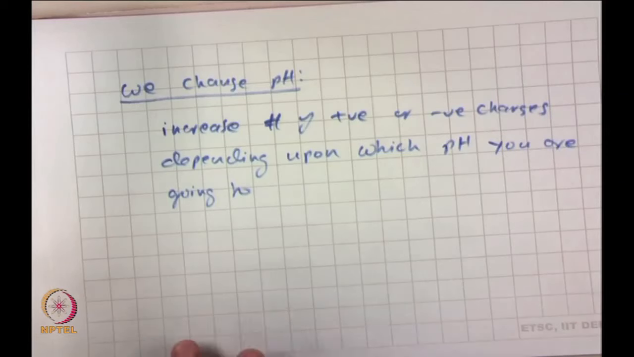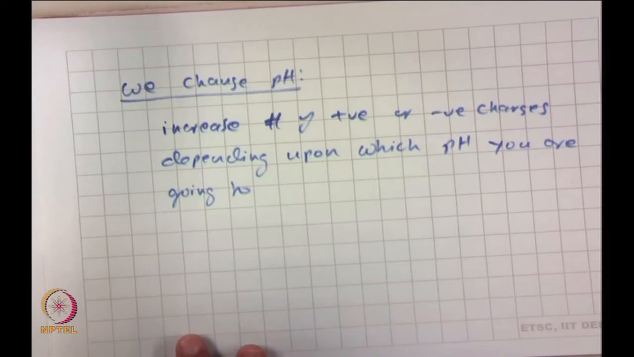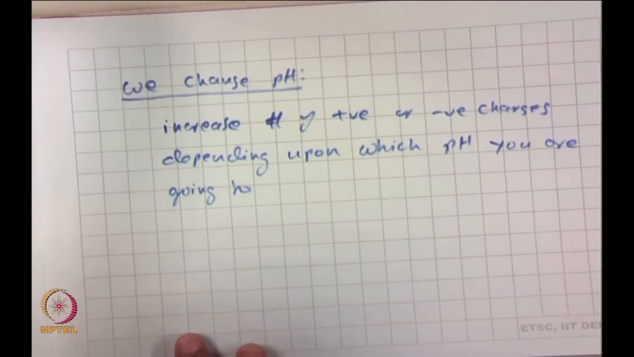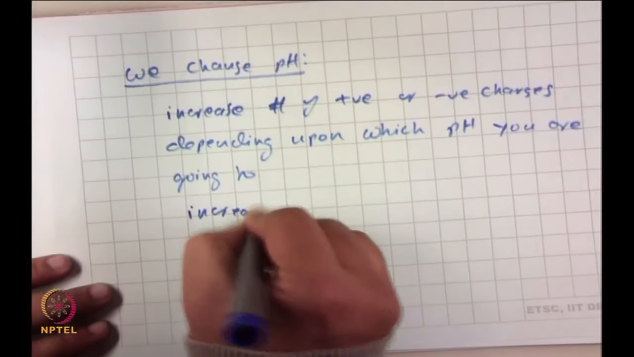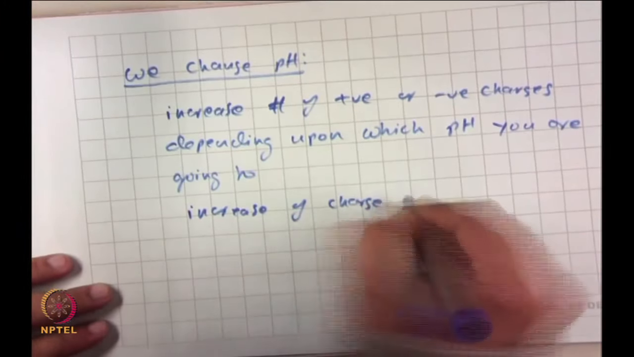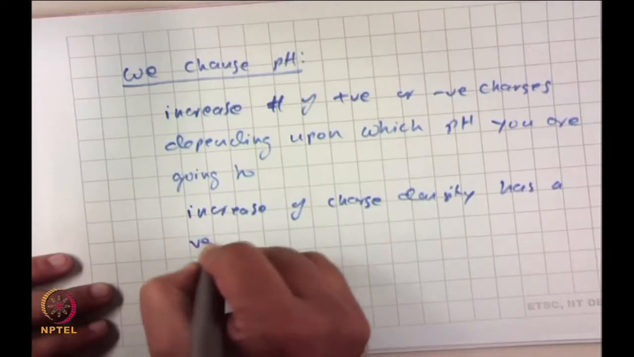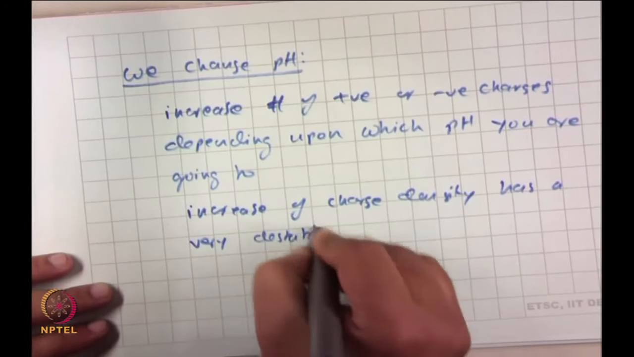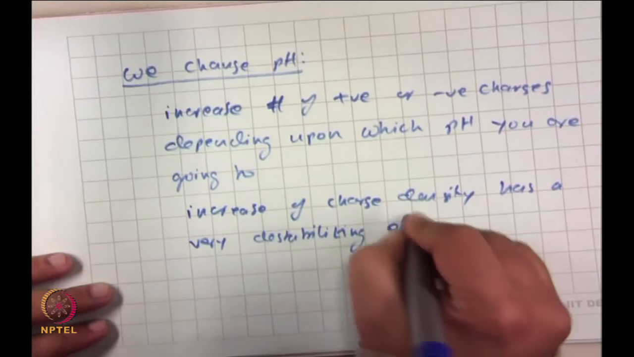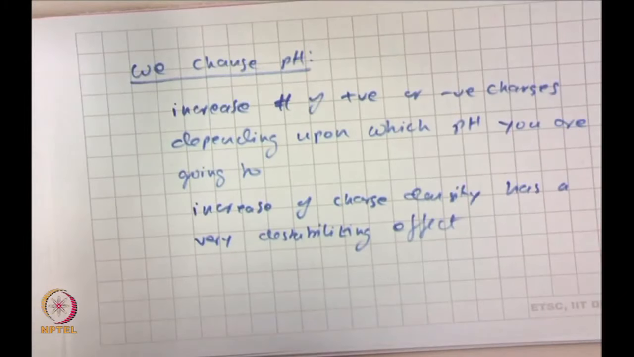That means, if you are lowering the pH, you are essentially protonating, you are increasing positive charges. If you are going to the basic pH, what are you doing? You are deprotonating. That means, you are essentially increasing the negative charges. But either way, when you are moving away from the isoelectric point, you are increasing charge density. Now, increase of charge density has a very destabilizing effect on the folded protein.